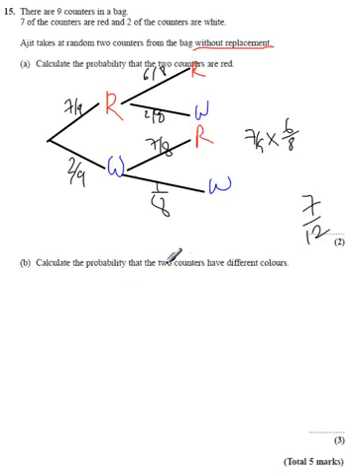So then, probability that 2 counters have different colors. Well, there's 4 different possible outcomes for our 2 counters. We're either going to get a red then a red, or a red then a white, or a white then a red, or 2 white. So the 2 outcomes that correspond to getting different colored counters are these ones.